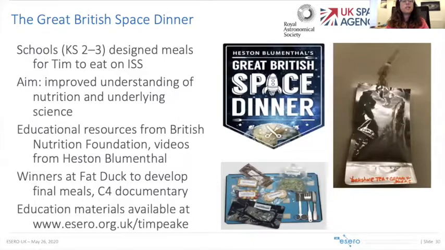The Great British Space Dinner was based on a TV programme where Tim Peake and Heston Blumenthal created Tim Peake's favourite meals, but for the space environment. So they did a bacon sandwich, because you're not allowed to use bread in space because of the crumbs. So how do you make a bacon sandwich? And they did a cream tea and, you know, all kinds of stuff. But again, it's all to do with nutrition and healthy eating and how would you create your own space dinner. And even though the program was a few years ago, all the resources are still available.